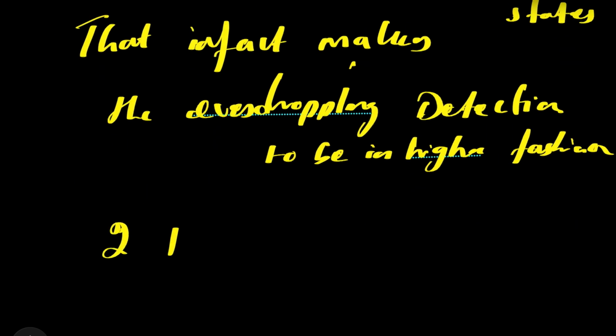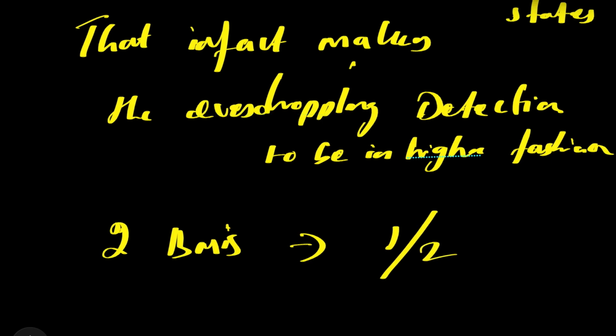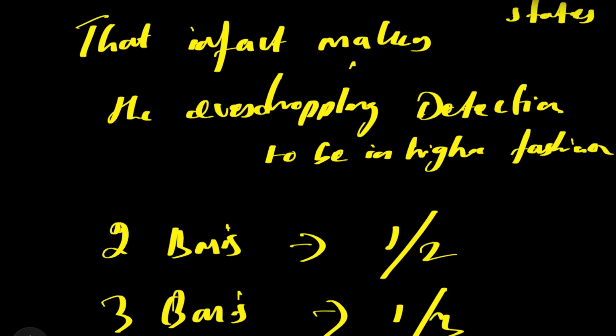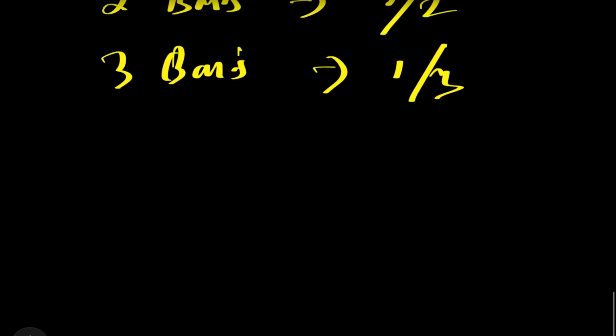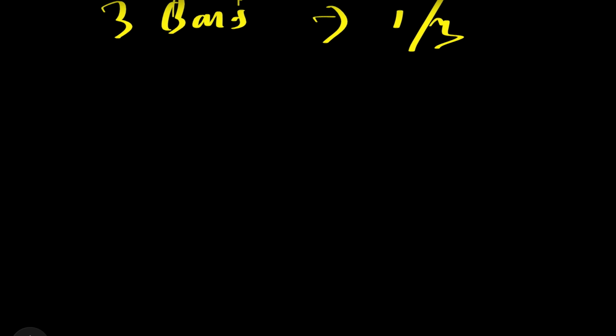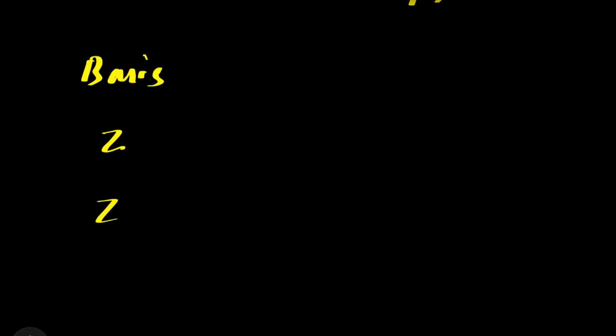When we use two bases, we have a probability of 1 by 2, whereas when we use three bases, it is 1 by 3. So the eavesdropping becomes easier to detect, or we can say the guessing becomes comparatively less with three bases than with two. Now let's dig deeper into how these bases are classified.